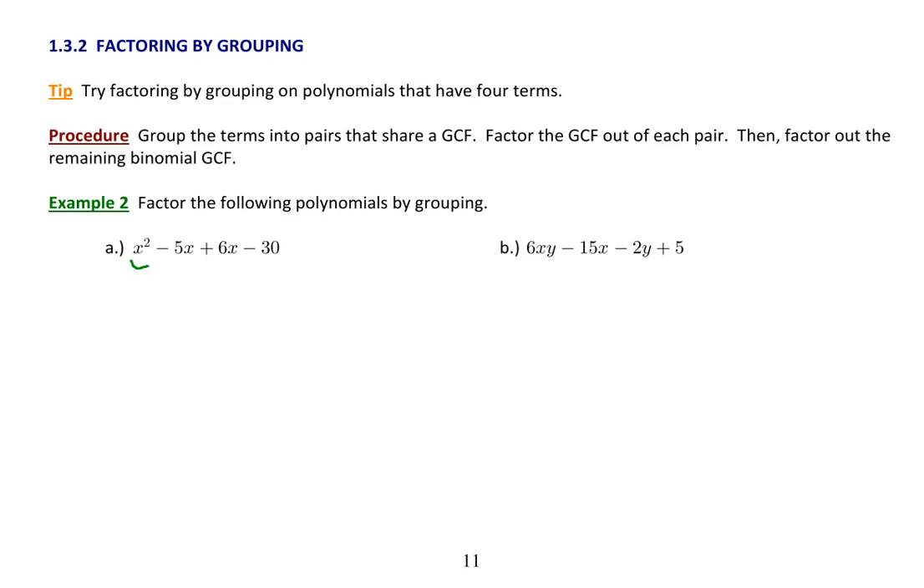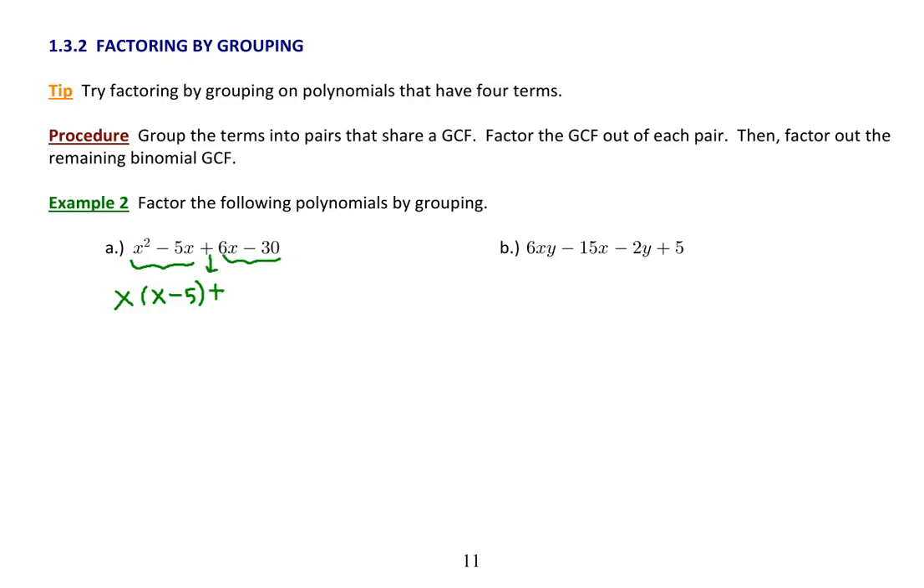So if I look at the first 2 terms, notice they have a greatest common factor of x. So I'm going to take it out and factor it just from those first 2 terms. That's going to leave behind x minus 5. Now I'm going to keep the pairs separated by a plus, so I'm going to transfer the plus to the next line. Then I'm going to look at the next pair of terms.